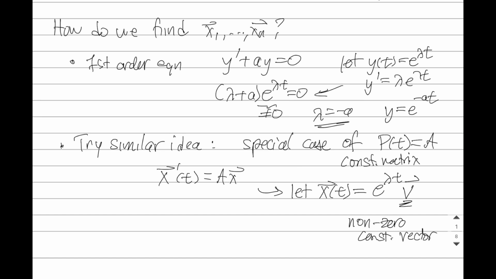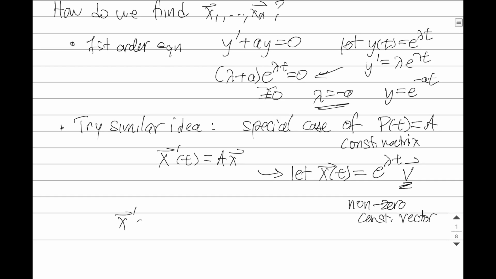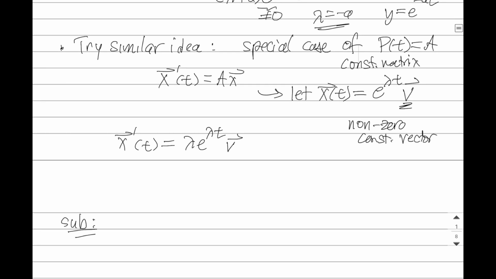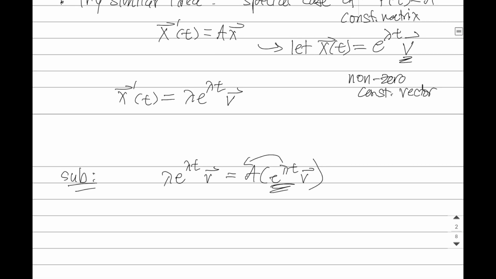If we were to do this, we need to take the derivative of this expression. And again, according to the chain rule, this is simply going to be lambda e to the lambda t times that same constant vector. Remember, by linearity, when you differentiate a function times a constant, all the constants get to go out. So if we were to sub this into the DE, we'll get lambda e to the lambda t times v is A times e to the lambda t v. Now, this is a constant. By linearity of matrix vector product, this can go outside. So we'll have lambda e to the lambda t v is equal to e to the lambda t Av.